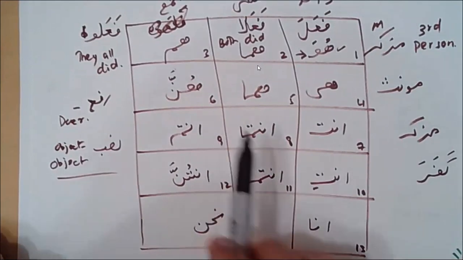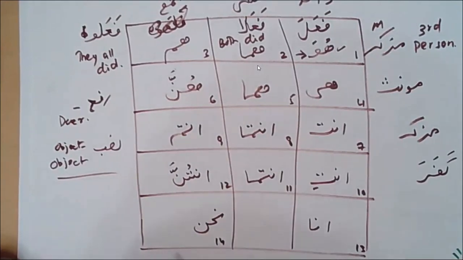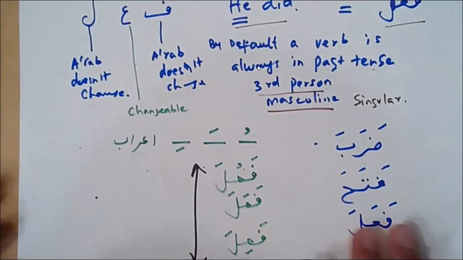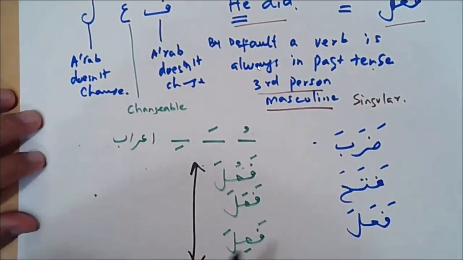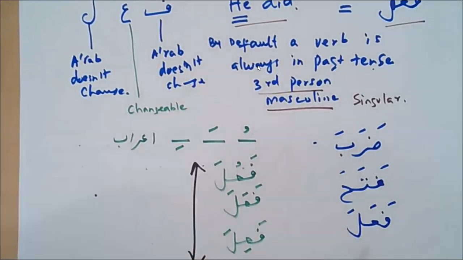Now, detached pronouns are in what status? Rafa. Because if they are in nasab and jar, what do we call them? Attached pronouns. Very good job.